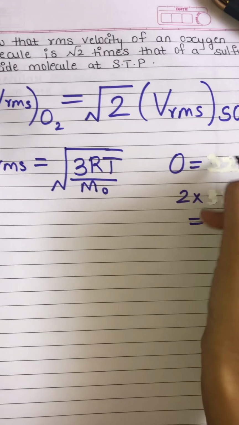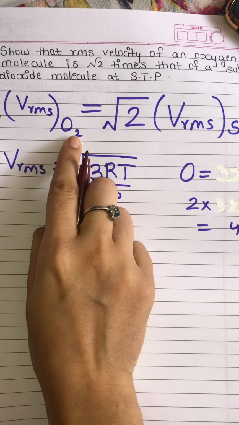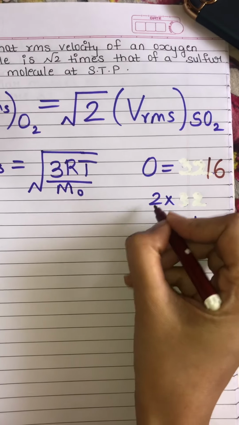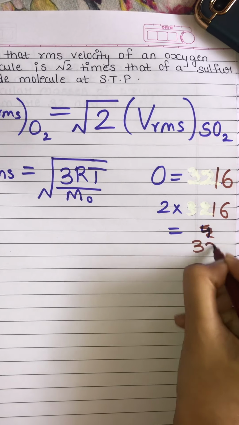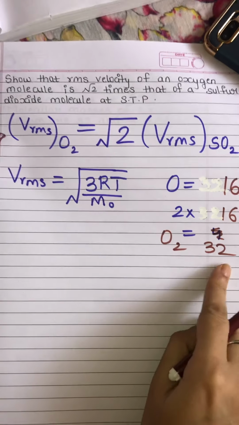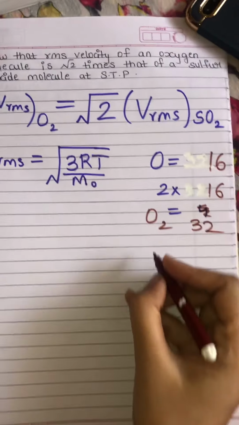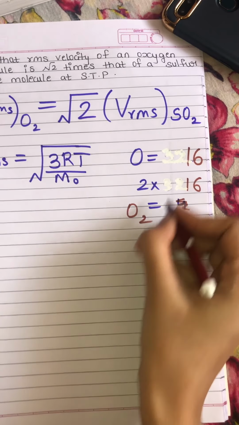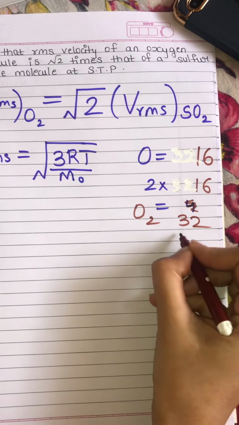For oxygen, the atomic weight is 16. Here we have 2 atoms of oxygen, so multiplying 2 into 16 gives me 32. So for oxygen, the molar mass is 32. So this is obtained. Now for sulfur dioxide, for oxygen we have obtained 32.